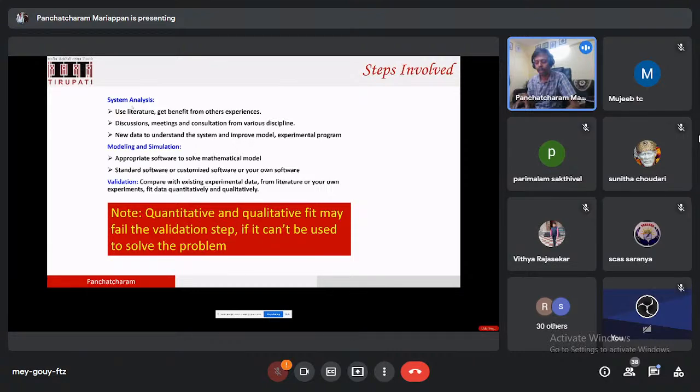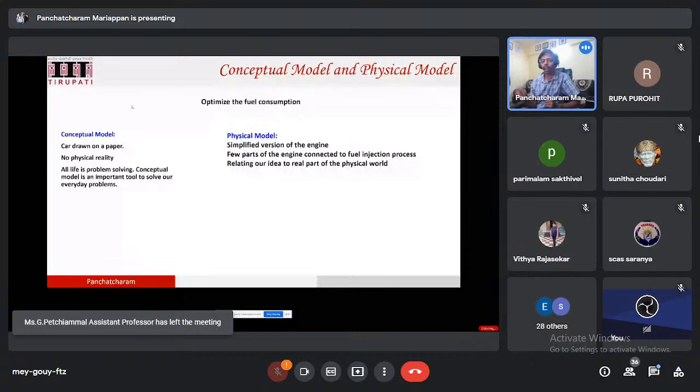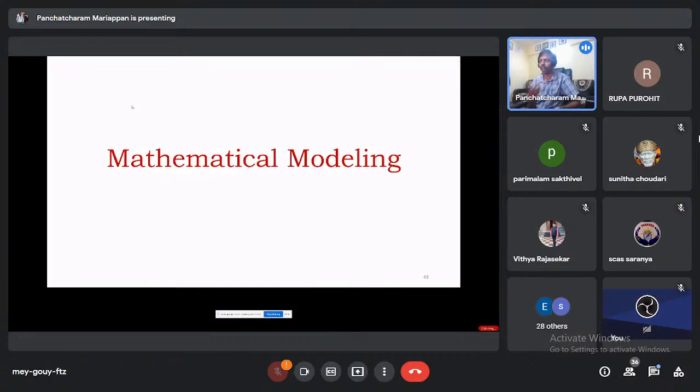You cannot. Whereas in the physical model, you have to have a simplified version of the engine. You have to have a few parts of the engine which are connected to the fuel injection process, and then you have to relate it to the real world. So this optimization of fuel consumption, which is again a business problem, you can treat it as a business model, because you are trying to see how the model can be developed so that you can optimize the fuel consumption.